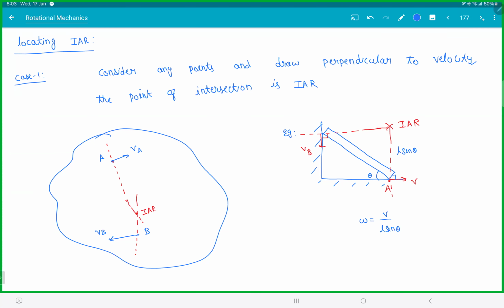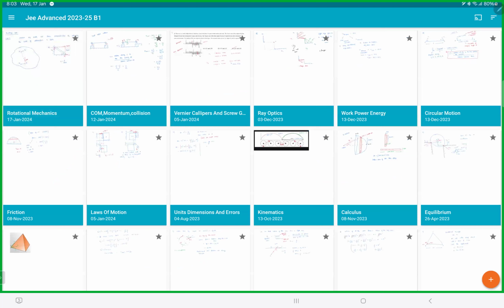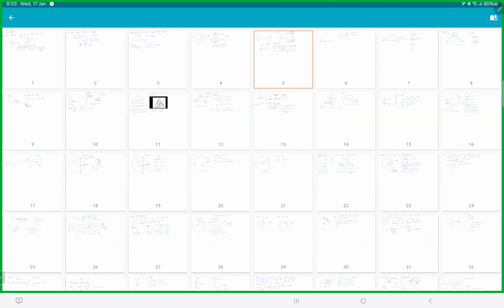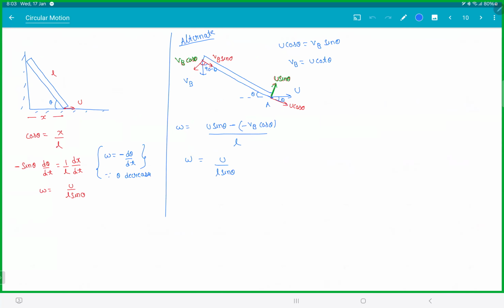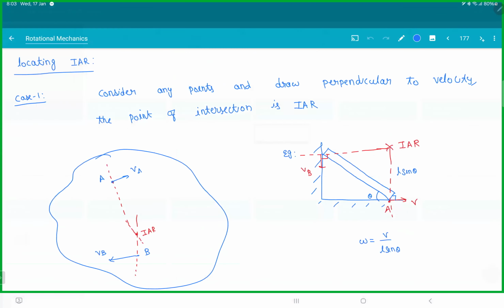You know how we found omega for this in circular motion? See, it was the same question, and look at how we calculated it. We found cos theta as x by L, then we differentiated and found u by L sin theta. This is how we found omega of the rod in circular motion. Look at how we find it here: it comes in one step.